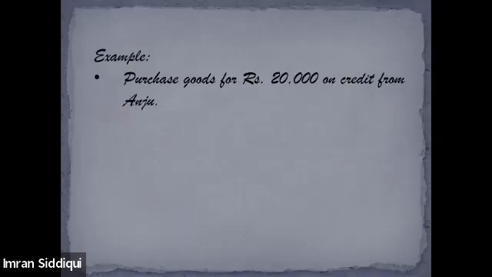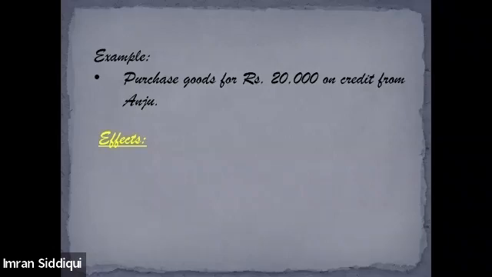Purchase of goods for rupees 20,000 on credit from Anju. Now, any one of you please tell me how this transaction will affect the business. What will be the impact or the effect of this transaction? Anyone? When we purchase goods on credit from Anju, how is it going to affect? So goods will increase and creditors will increase. Yes, goods will increase, and at the same time, creditors by way of Anju will also increase.